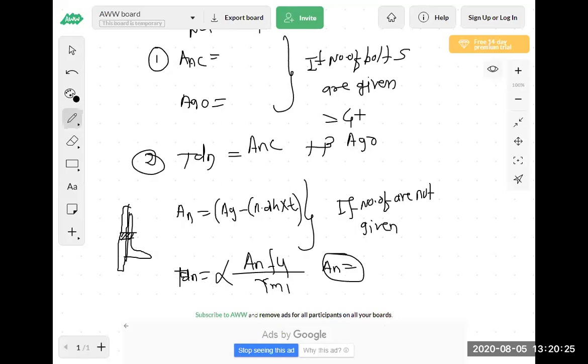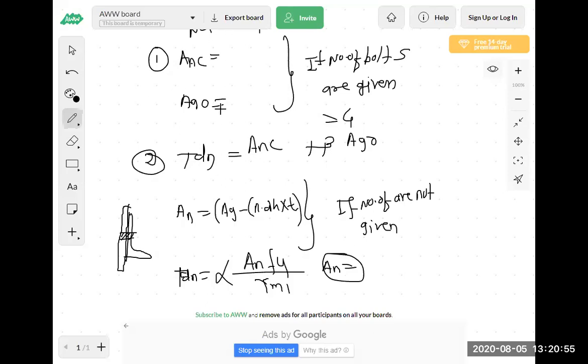Generally, the number of bolts are given in the load carrying capacity problems and the number of bolts are not given in the design problems. टाइप 2 मध्ये नंबर ऑफ बोल्ट्स दिलेले नसतात, टाइप 1 मध्ये नंबर ऑफ बोल्ट्स दिलेले असतात. नाव आपण कुठलं पाहतोय तर टाइप 1 पाहतोय. So the number of bolts are given. Then we have to use the formula of TDN, the beta formula, and in the beta formula ANC and AGO are there that we have to calculate.